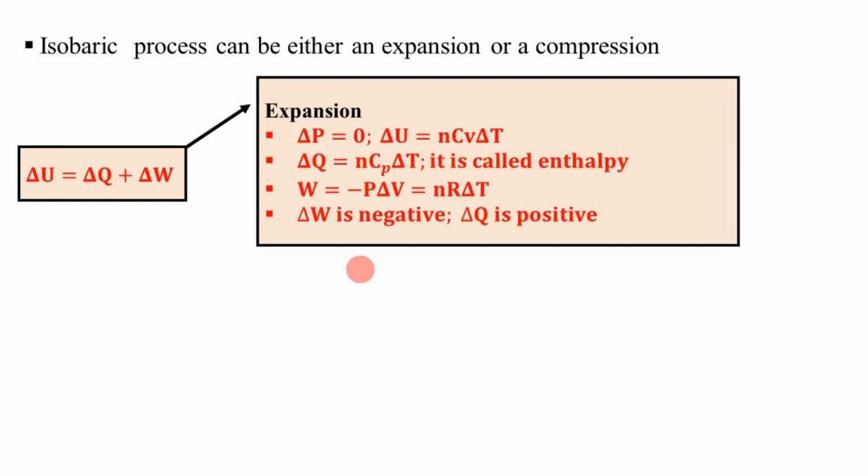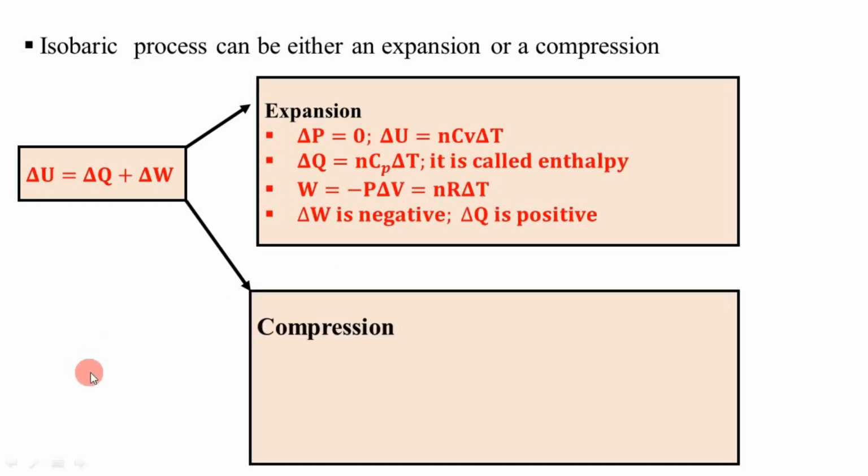You might also have a system which is not expanding but is compressed. The compression process is the same. If you have the isobaric process, delta P is equal to 0. The internal energy is equal to nCvdT, because we have constant pressure.